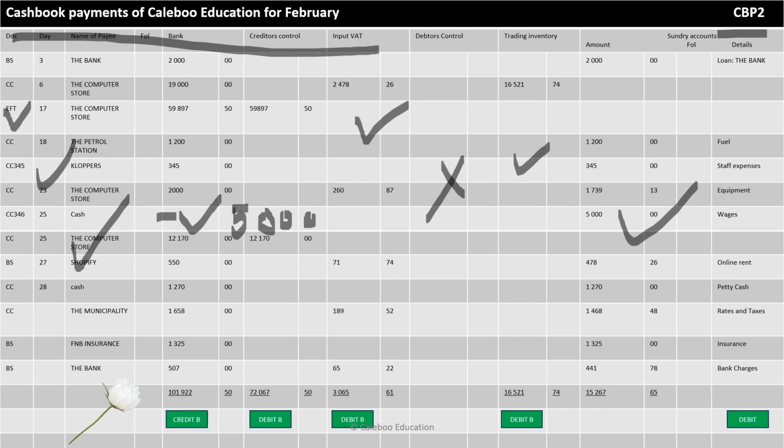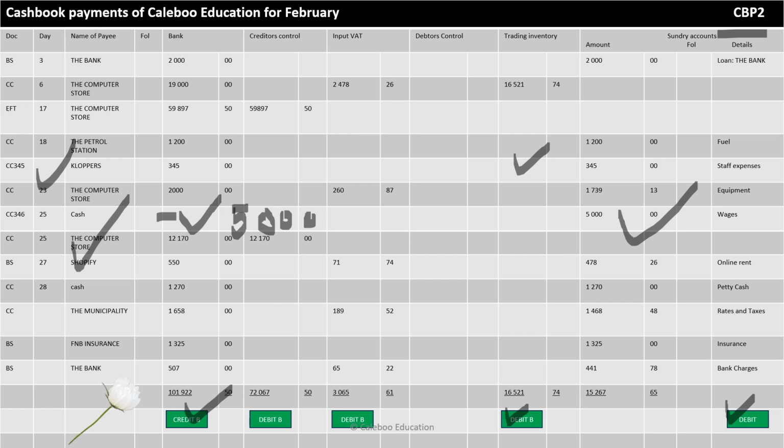Just the bank account was credited, all these other accounts were debited. But I'm going to show you that in a moment, why the accounts were debited and credited. But this here is the completed Cashbook payments, and you guys are fantastic because you know how to do a Cashbook payments, and you're going to get 100% for it.